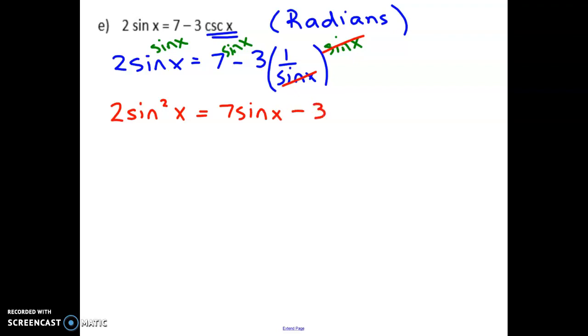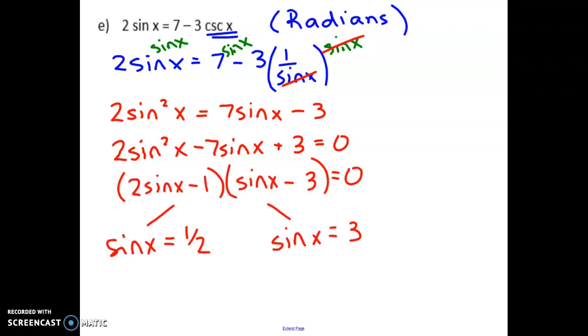So from here, let's move it all to one side so that we can factor. So we're going to subtract the 7 sine x and add the 3 all to the other side of the equation. Now this we'll have to factor using decomp. So our factors should be 2 sine x minus 1 and sine x minus 3, which means I have sine is 1/2 or sine is 3.